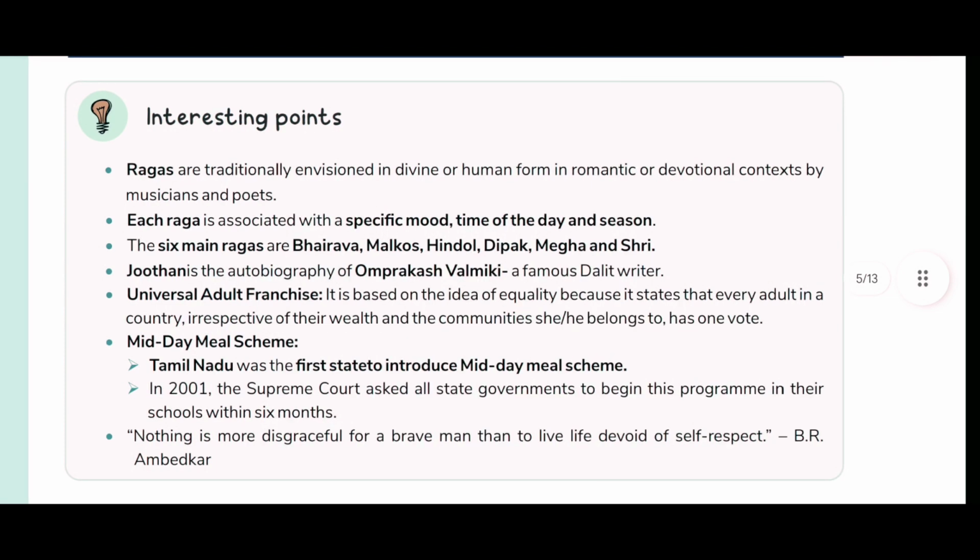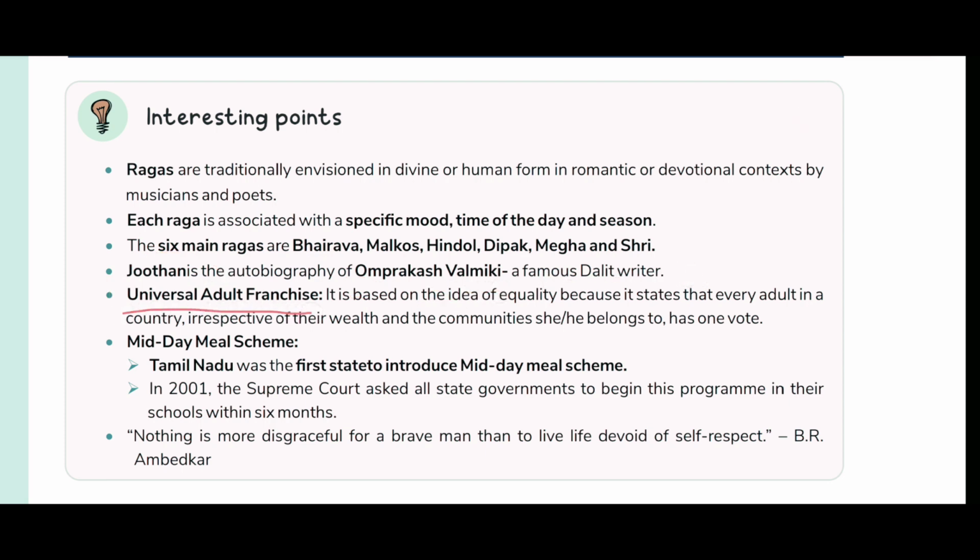Interesting points of this chapter: ragas are traditionally envisioned in divine or human form in romantic or devotional context by musicians and poets. Each raga is associated with a specific mood, time of the day, and season. The six main ragas are Bhairav, Malkauns, Hindol, Deepak, Megha, and Sri. Joothan is the autobiography of Om Prakash Valmiki, the famous Dalit writer.